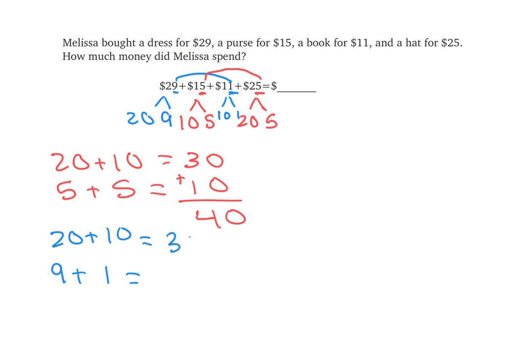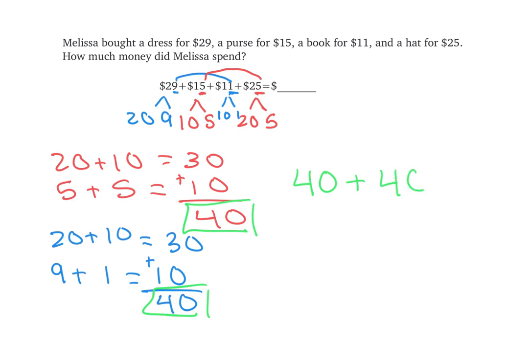20 plus 10 gets me to 30. 9 plus 1 gets me to 10. 30 plus 10 also gets us to 40. So now we have our two numbers, 40 and 40. If we go ahead and solve 40 plus 40, that gets us to 80. So we know by breaking down those numbers and putting them back together, 29 plus 15 plus 11 plus 25 gets us to 80. So now we know that Melissa spent $80.